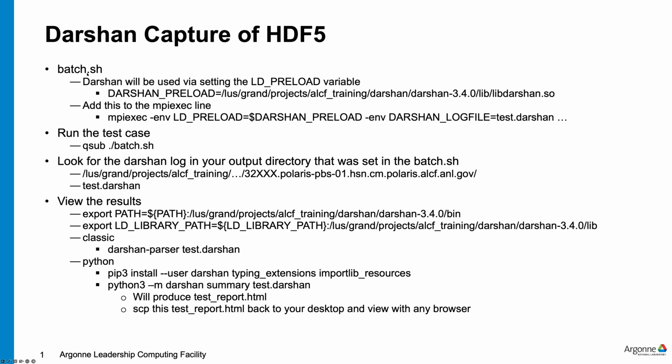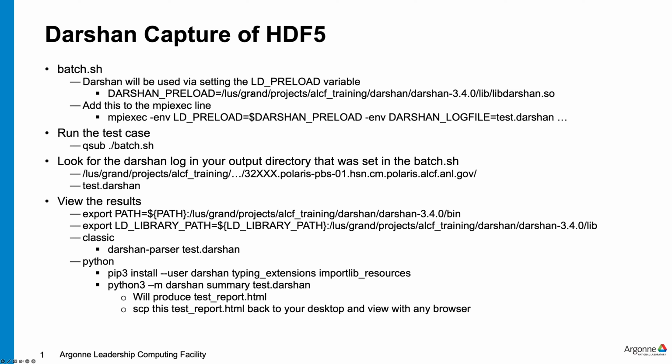In your submission script, if we just take Scott's batch.sh, we need to do two things. First, I suggest defining a variable called DARSHAN_PRELOAD, which points to this dynamic library. This also assumes you're using C. If you're using Fortran, we need to add one more library, so let me know if you need the Fortran. Then we're going to use this and set LD_PRELOAD.